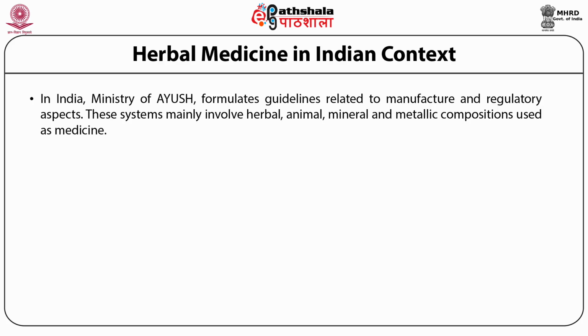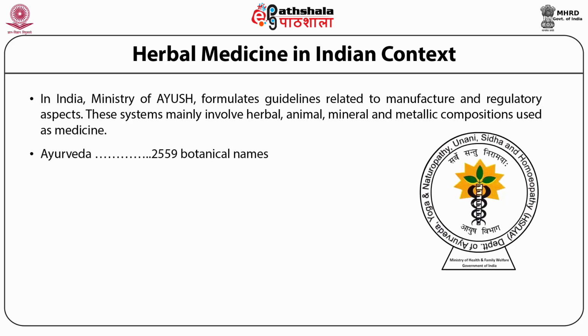So as per an estimate, following is the number of botanical names or plant drugs involved in each system of medicine. This has been taken from National Medicinal Plants Board information that lists about 2,500 botanical names of plants that are involved in Ayurveda.